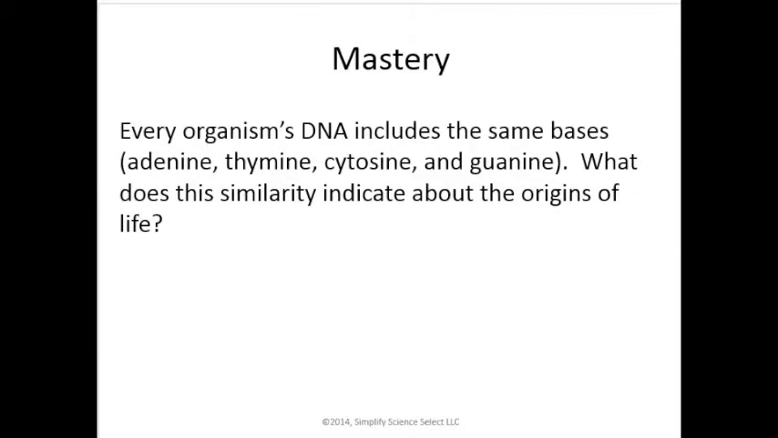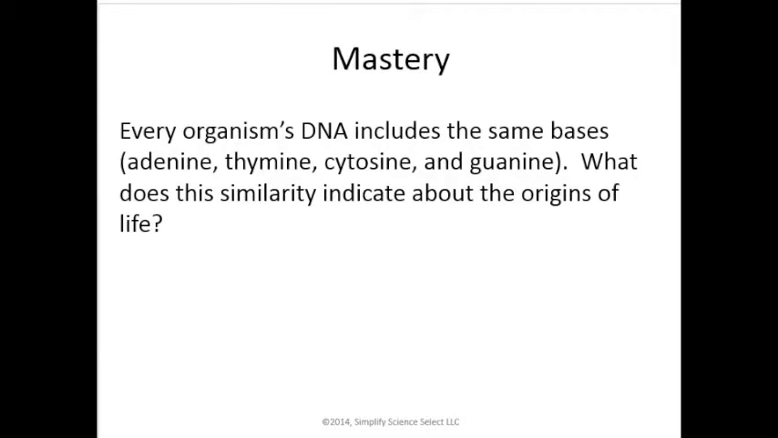So every organism's DNA includes the same bases: adenine, thymine, cytosine, guanine. What does this similarity indicate about the origins of life? This is an interesting question because there's all kinds of different bases that could have been. These were useful because of their stability. They had a strong structural component, but ultimately the base is not the information. It's just a sequence of the bases. The fact that these four are the ones that get seen over and over is slightly arbitrary.